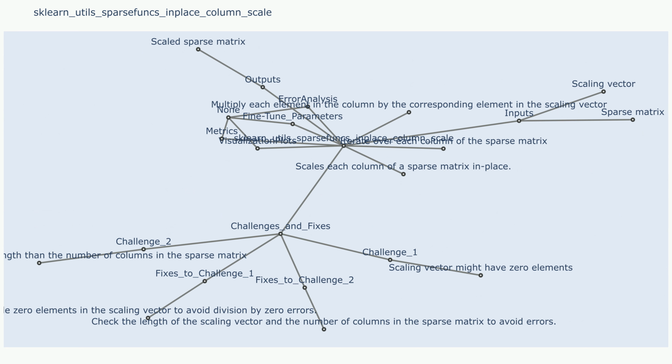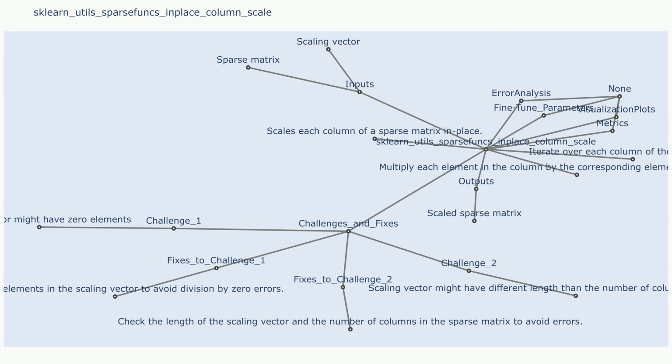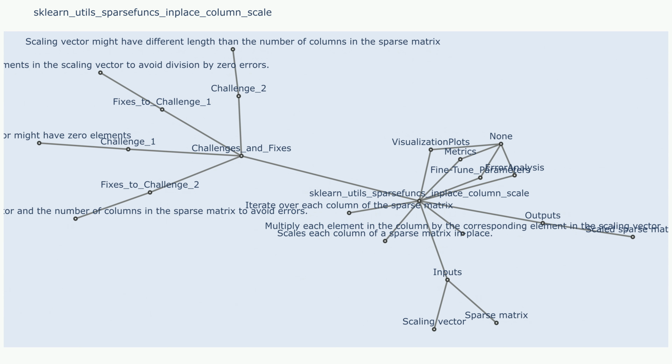Challenge 2. Sample use case that resulted in challenge 2: if the sparse matrix contains columns with very large values, the scaling factor for those columns can be extremely small, leading to numerical instability. Fixes to challenge 2. To mitigate this, you can consider using a different scaling method, such as standardization, which scales each column to have zero mean and unit variance.